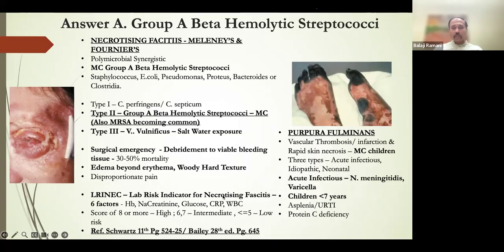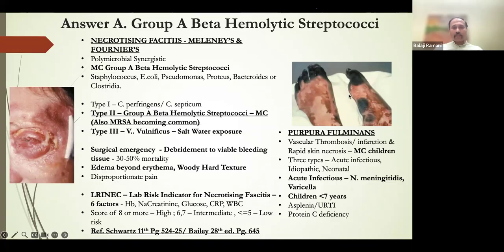And then you have one other variant called purpura fulminans, which may come as an image based question for you, where in the peripheries there is microvascular and macrovascular angiopathy. Commonly happens in children. Again, Neisseria and varicella are the common infections. And children less than 7 years, usually with an antecedent history of upper respiratory infection. All these are some of the precipitating factors. This can just come as an image based question.